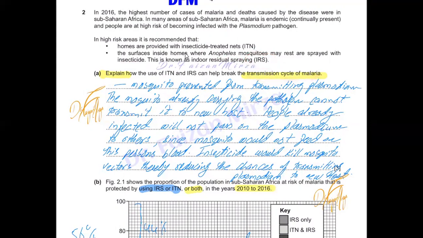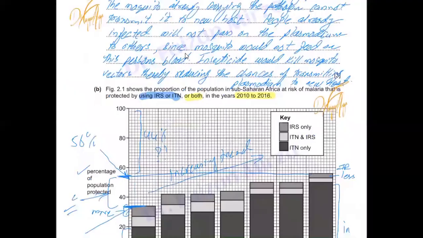So yes, the mosquito is prevented from transmitting Plasmodium. The mosquito already carrying the pathogen cannot transmit it to a new host. People already infected will not pass on the Plasmodium to others since the mosquito would not feed on that person's blood. Insecticide would kill the mosquito vector, thereby reducing the chance of the disease being transmitted. The Plasmodium will not be transported to the new host. This will decrease.